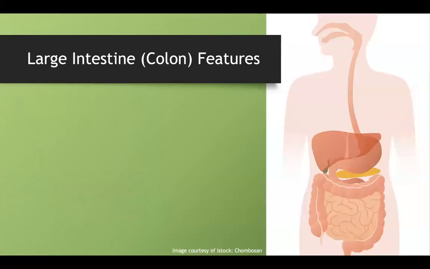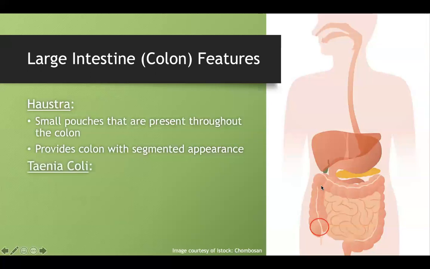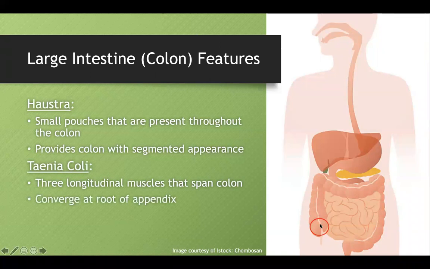Just a few features that you should know about the large colon. They're pretty low yield, but it's good to know what a haustra is. The haustra are these small pouches that you see throughout the colon. You can see them all right here. Here's a haustra, boom, boom, boom. And they give the colon this segmented appearance. And the taenia coli are these longitudinal muscles that span the colon. You can see only one here, but there's actually three of them. And what you should know is that all three taenia coli converge at the root of the appendix. Again, very low yield. I don't think that's been tested. That gets pimped on some surgery rotations, so that's sometimes good to know. Otherwise, it's kind of useless.